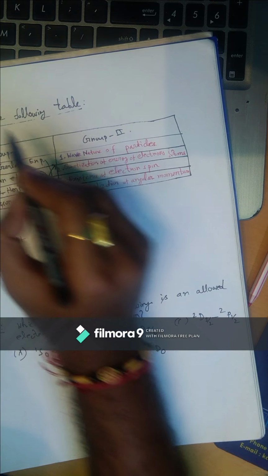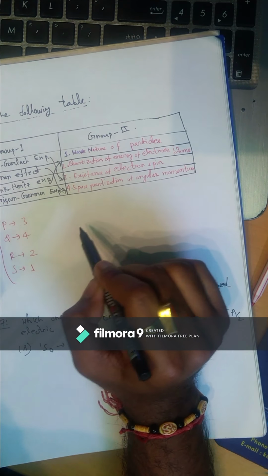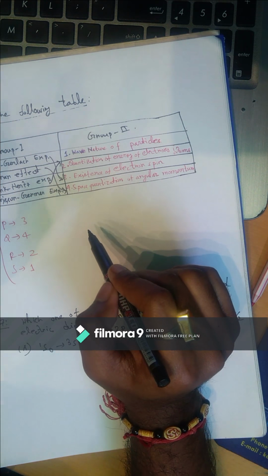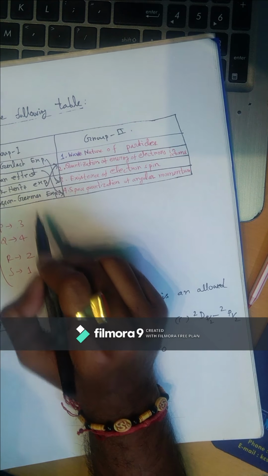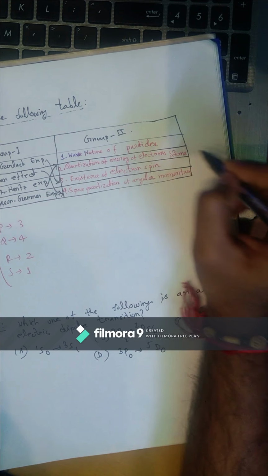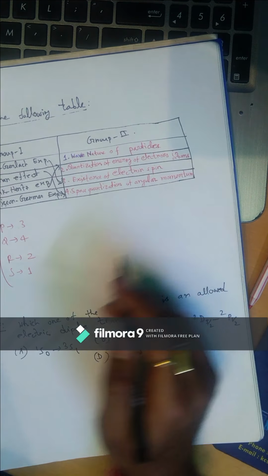Now we come to question number 3. Here you are given a table in which there are a left column and a right column. The left column depicts some experiments and the right column depicts their results. We have to match the experiments with the results.